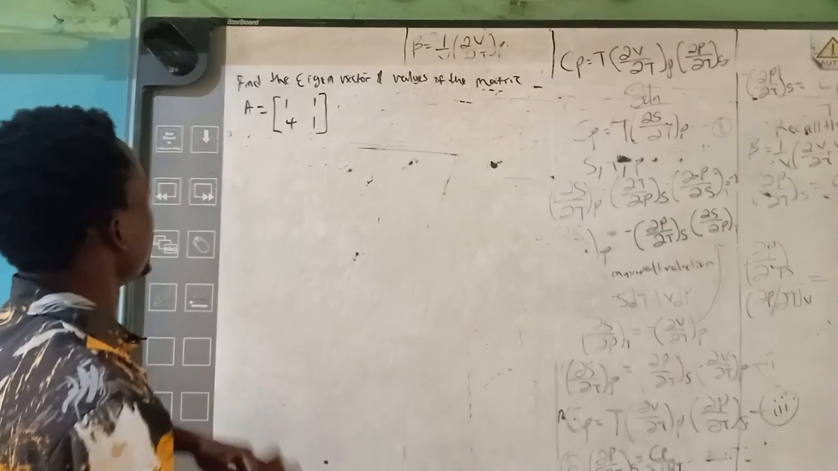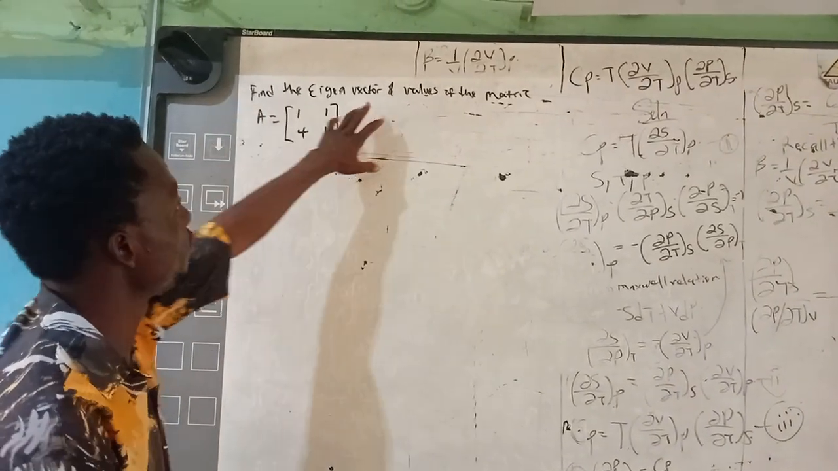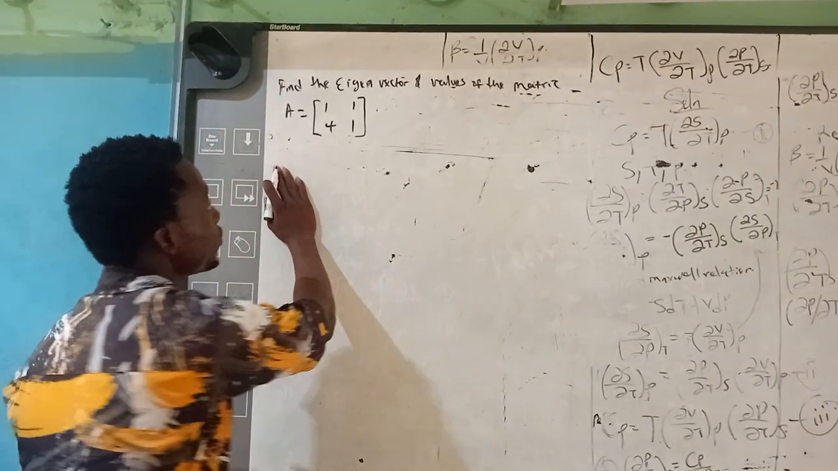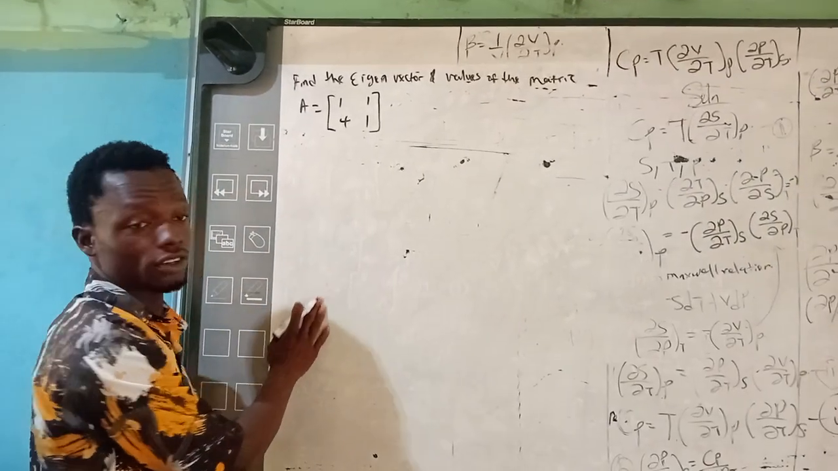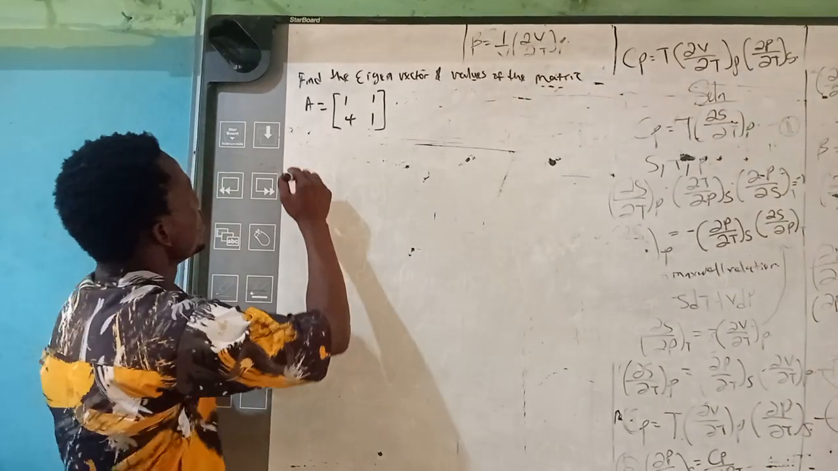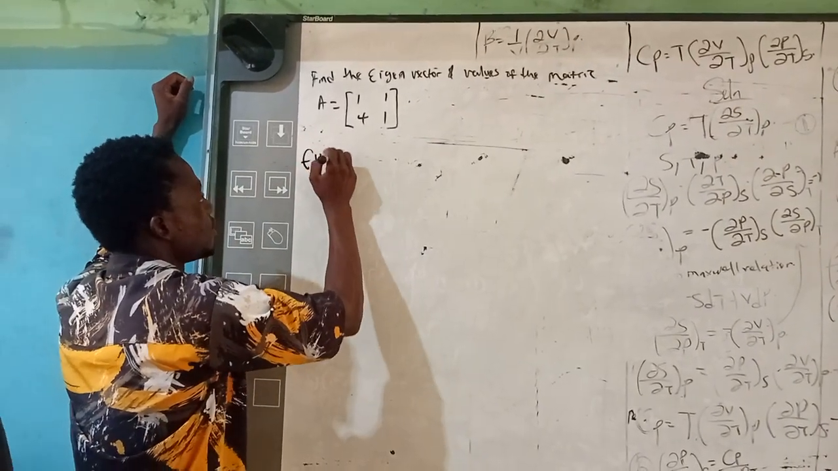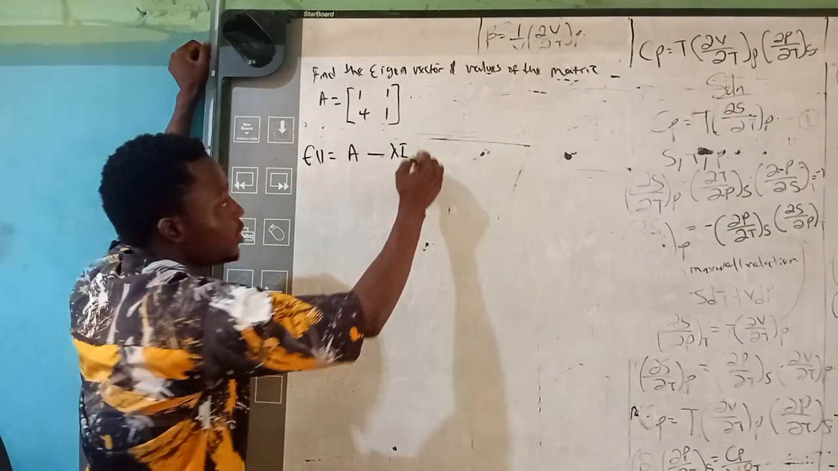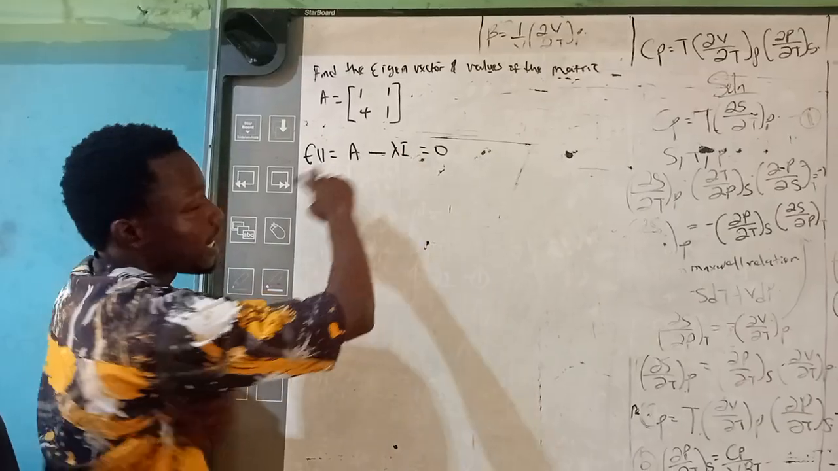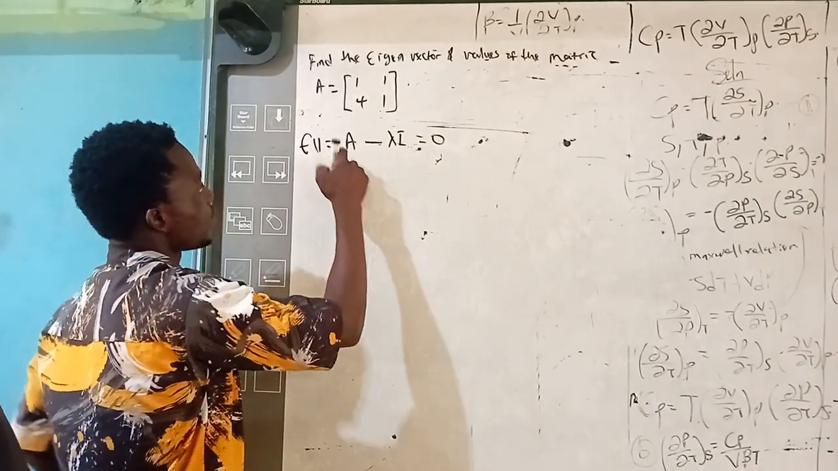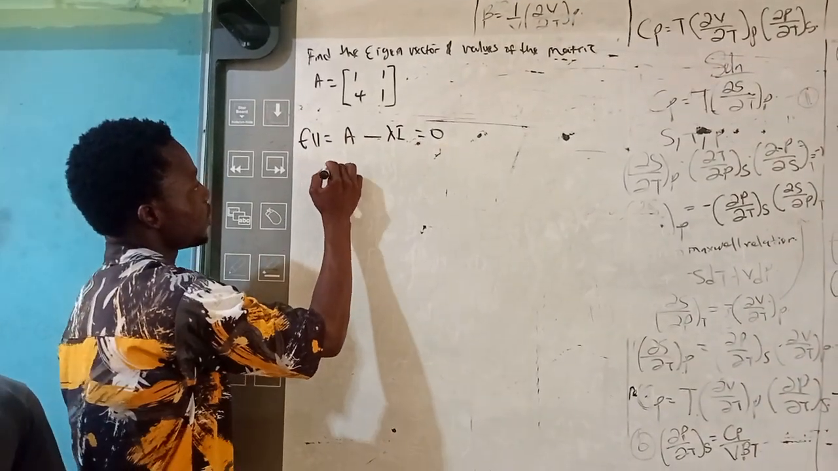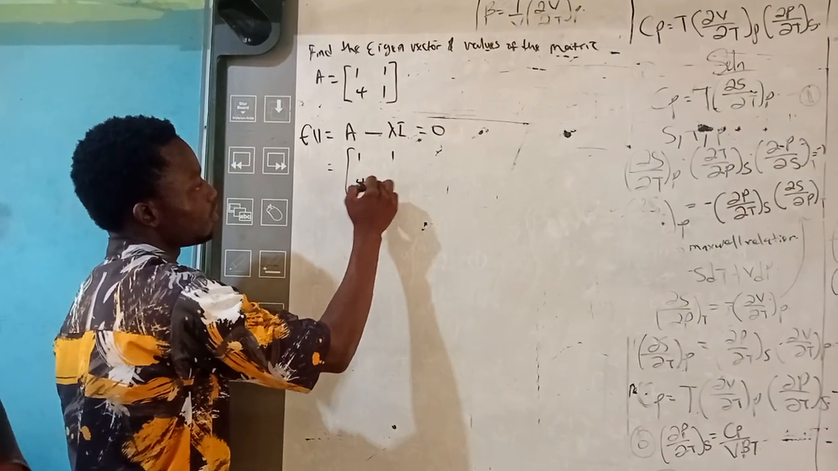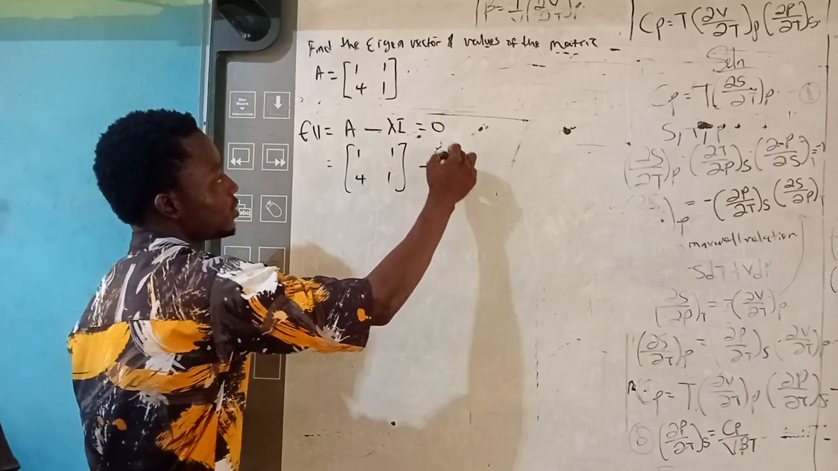Hello guys, we have to find the eigenvectors and eigenvalues of this matrix. For the eigenvalues, we have to find the values first before the vectors. For the eigenvalues, our matrix A minus lambda I equals 0. This I is a unit matrix, and our A is the matrix given to us. So we have the matrix 1, 1, 4, 1 minus lambda.